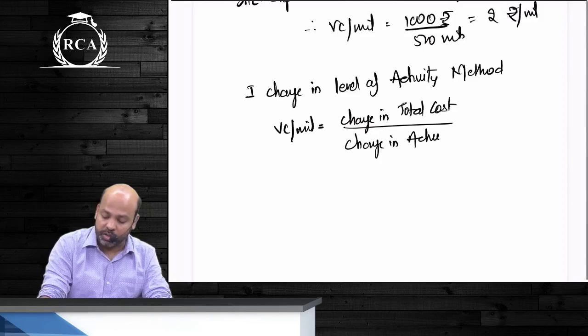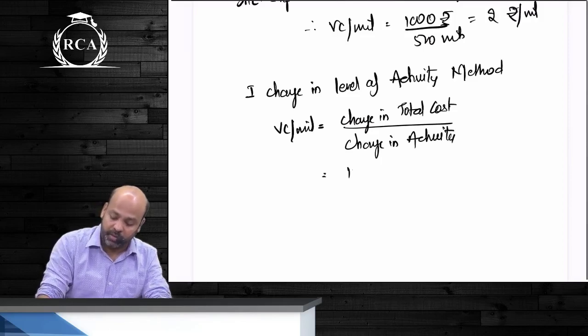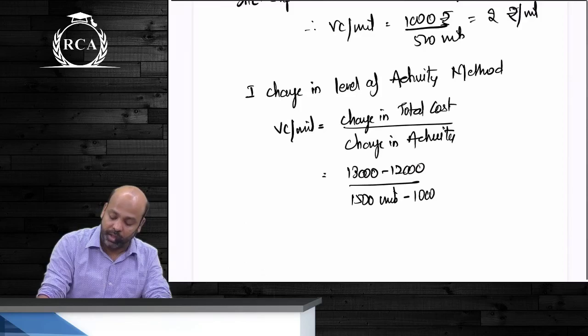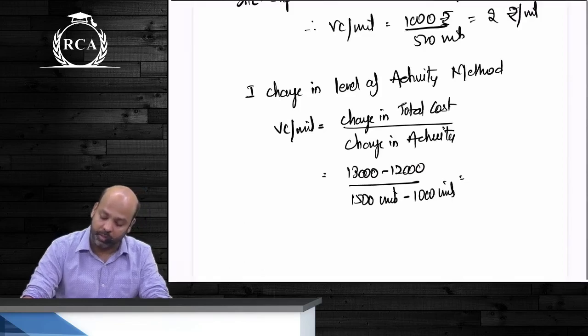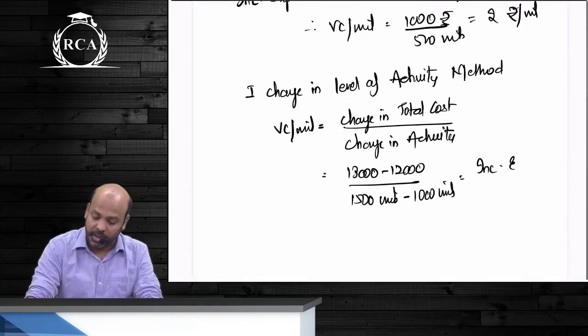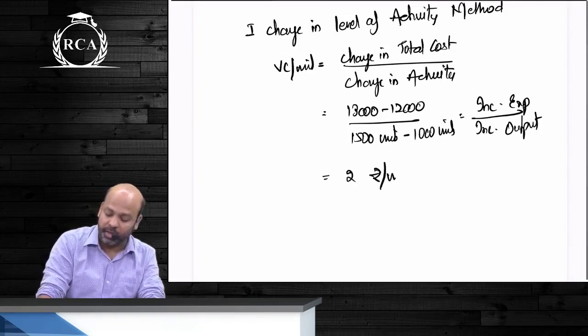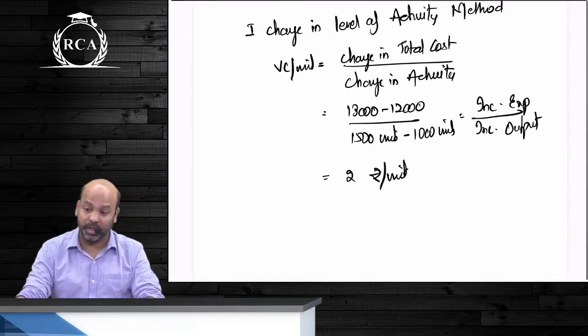Change in total cost, beta, is 13,000 minus 12,000. Change in activity, beta, is 1500 units minus 1000 units. Are we not taking incremental expenditure by incremental output? This is nothing but increase in expenditure, guys, by increase in output. This will be 2 rupees per unit. Once we get this variable cost per unit, I told you how to determine the amount of fixed cost.